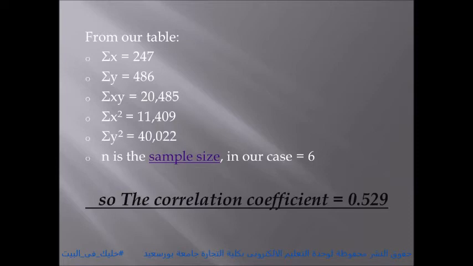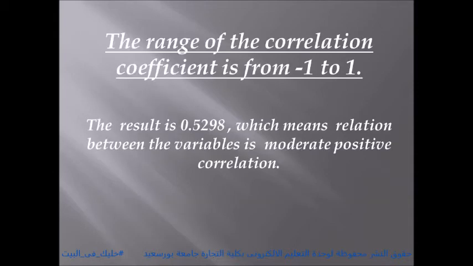So the correlation coefficient equals 0.529. The range of the correlation coefficient is, as we said before, from -1 to 1. The result is 0.529, which means the relation between the variables is a moderate positive correlation.